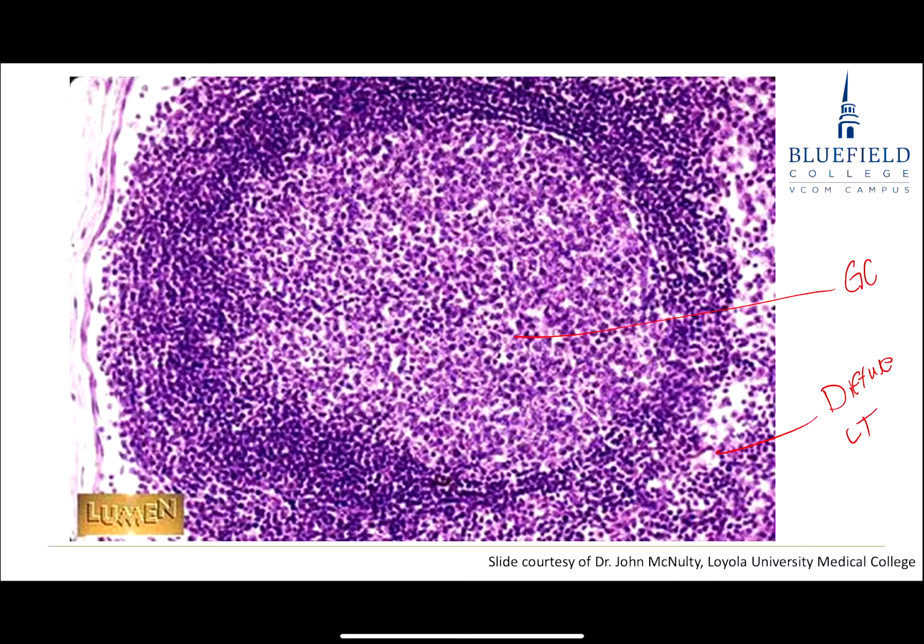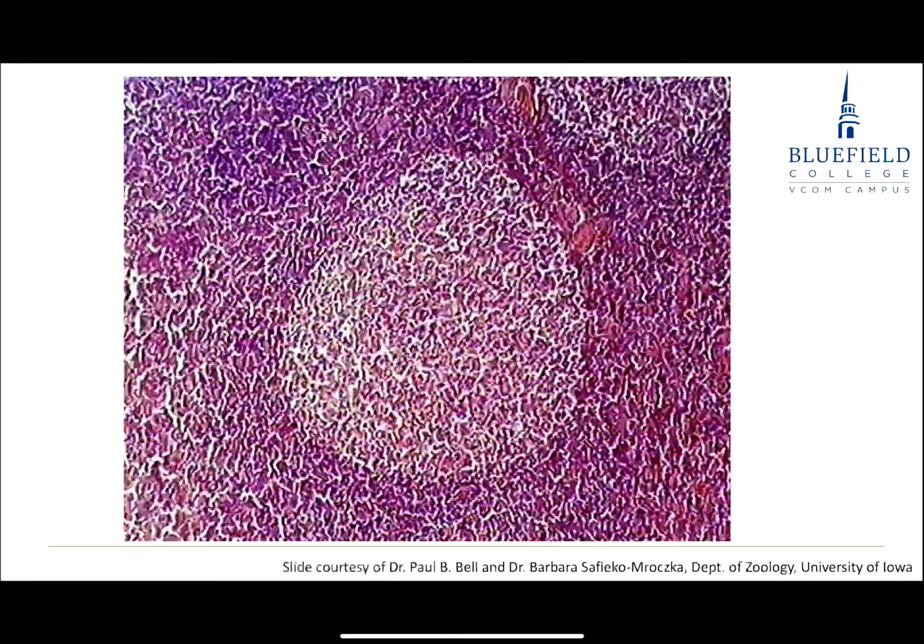All right. Here is one that's really embedded within diffuse lymphatic tissue. So I really have trouble making out the outer edge of a nodule, don't I? But I do make out that germinal center in the middle there.